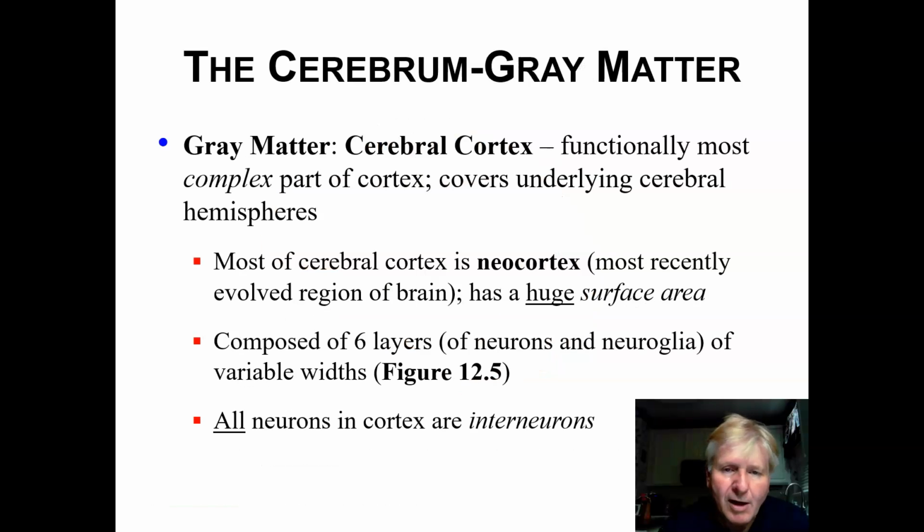So your gray matter in the cerebral cortex is functionally the most complex part of the cerebrum, and it covers the underlying cerebral hemispheres. Most of the cerebral cortex is called neocortex. It's called neocortex because it's thought to be the most recently evolved region of the brain, and it's where you find the highest surface area. The neocortex is composed of 6 layers of neurons and neuroglial cells, and they have variable widths. And all these neurons are basically called interneurons.